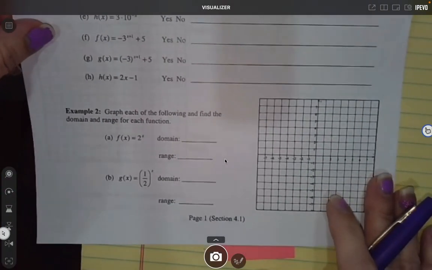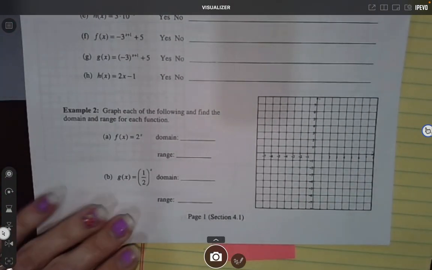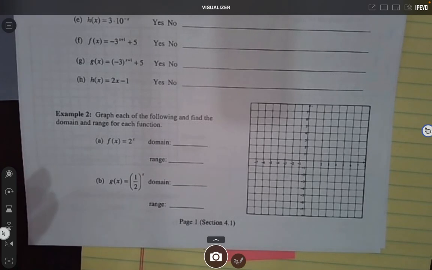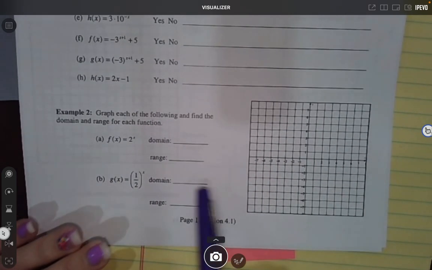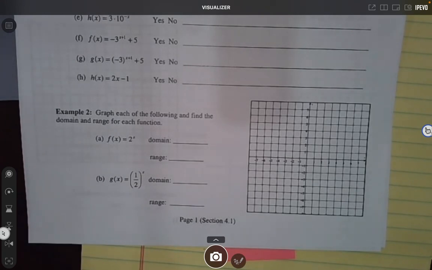Now, when you get to this one, and I know I'm going quick, you just graph them. I would just pick two different colors. I would graph, let's say, A in purple and B in another color, okay? The domain on these is all real numbers because you can go left and right forever and ever and ever, okay? So on example 2, your domain is all real numbers.